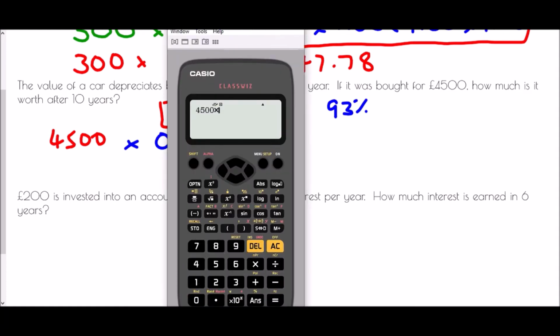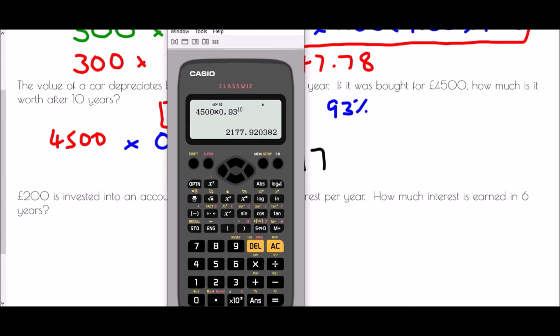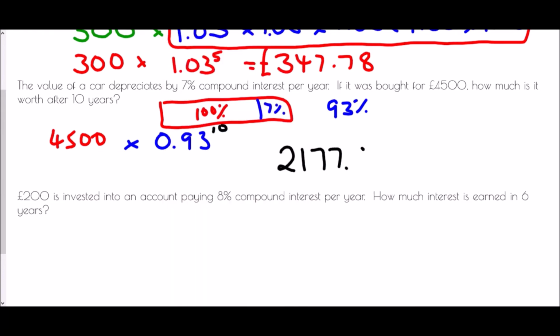4,500 times 0.93 to the power of 10. And let's see what that's left us with. We are left with £2,177.92. And so, over the course of those 10 years, we have lost more than half of the value of the car.